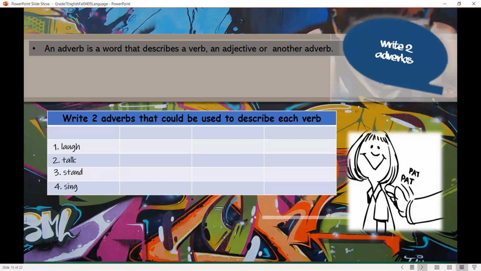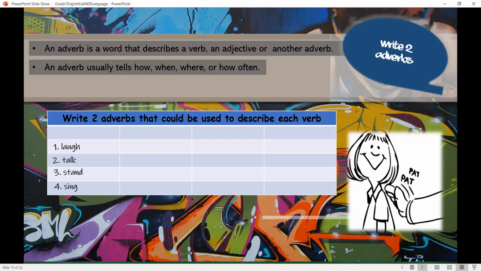Now, just to recap quickly, an adverb is a word that describes a verb. So it describes an action. It also describes an adjective. So an adjective describes a noun, but it can also have an adverb to describe it. Or it can describe another adverb. So we have laugh, talk, stand, and sing. And it tells us how we do something, when we do something, where we do something, and how often.